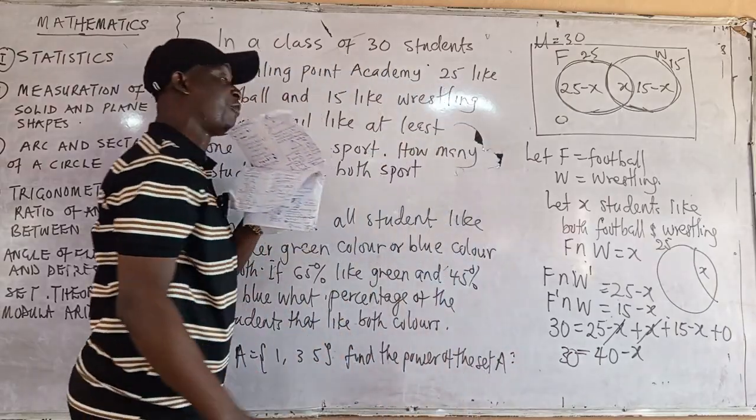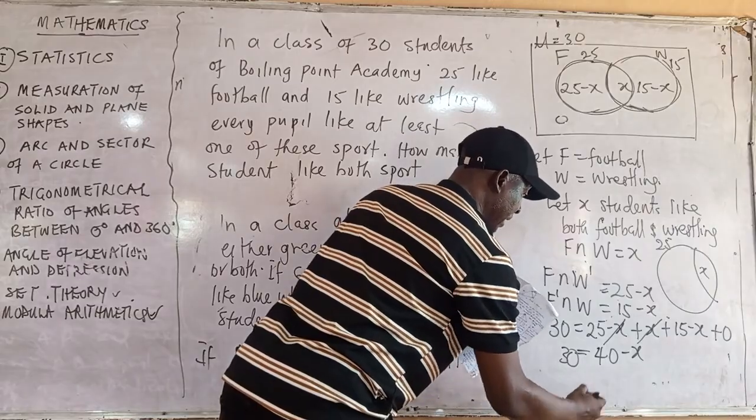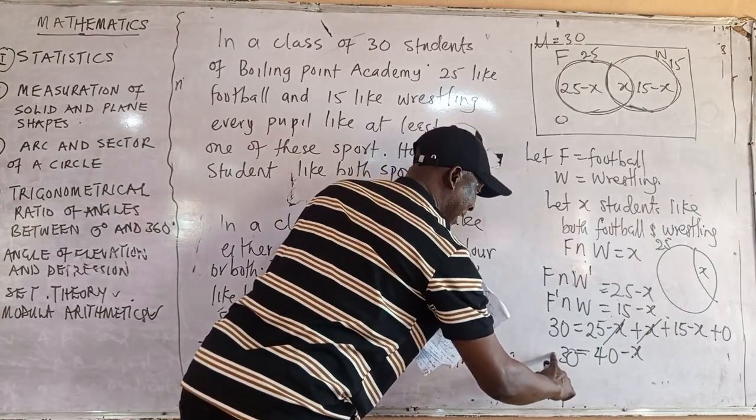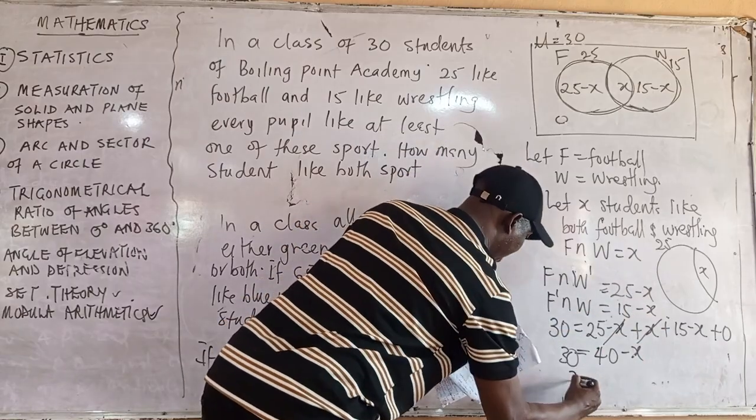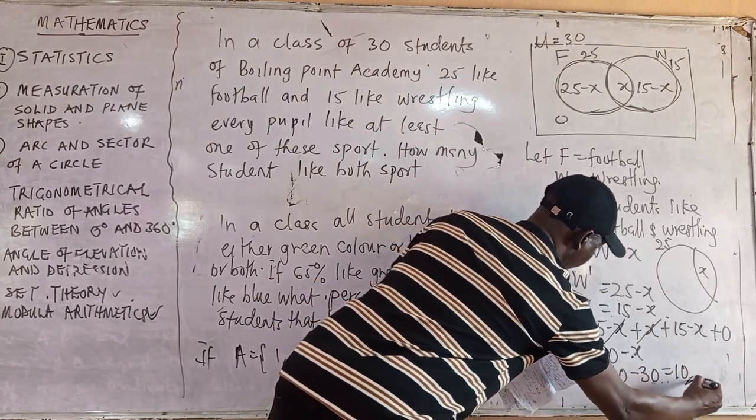How do we make X the subject to get the formula here? You take X to the other side, I mean, collect like terms. Then we would have X equal to 40 minus 30, which is 10.